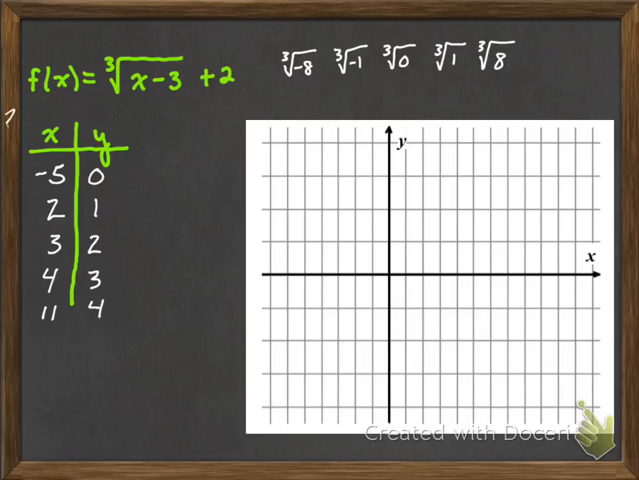So plotting these points, we have (-5, 0), it's right here, (2, 1), (3, 2), (4, 3), and then let's see, 5, 6, 7, 8, 9, 10, 11, 4. All right, so sketching our graph going through these points. Kind of looks like this.